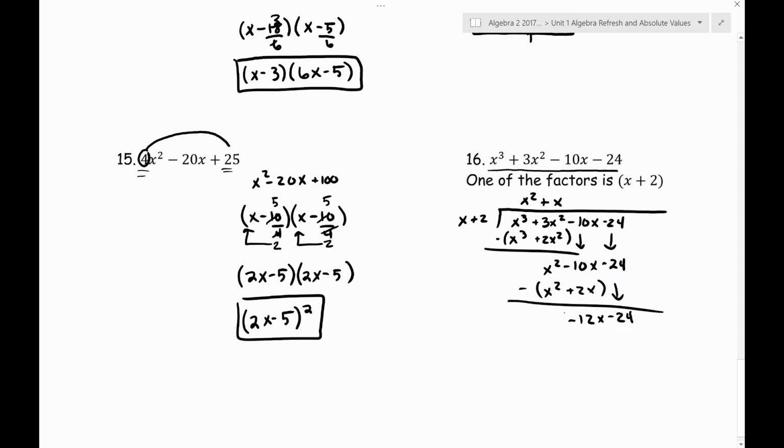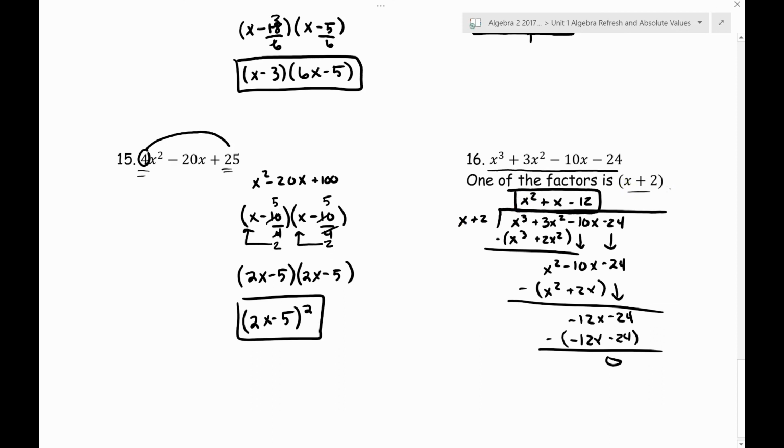Negative 12x divided by x is negative 12. So that gives me negative 12x. And that gives me negative 24. If I subtract those, I get a remainder of 0. So now this is something that I can factor. So I'm not done. I need to get this factor to now break down this new trinomial. So I'll have 3 factors because this quadratic will break into 2 terms, plus this extra factor will give me 3 terms.